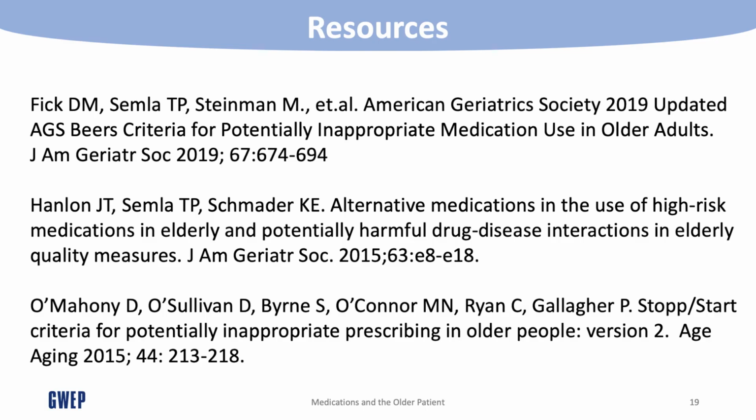I just wanted to also mention to you a little bit about resources. I have on this page 3 resources, which I think if you read these 3 resources, gives you a very good overview of which medications are more likely to cause problems in older patients. So we have the Beers list, just updated in 2019, and we have the companion article to the Beers list from 2015, which actually gives you alternatives to those medications. And then we also have the STOPP and START criteria, last updated in 2015.